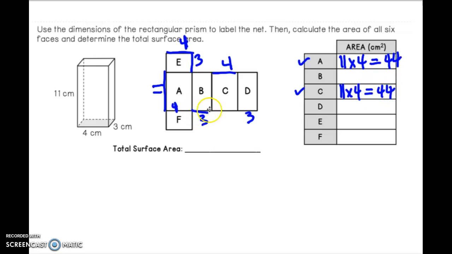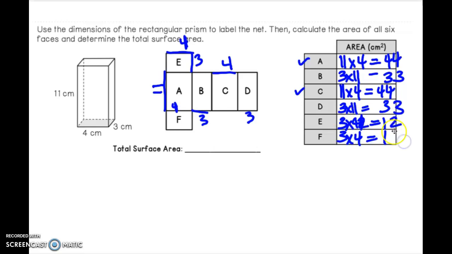And B is a 3 by 11, because the same length here, 3 by 11, 3 by 11. So we have 33 and 33. And E and D is a 3 by 4, and it equals 12. 3 by 4 again, and it equals 12. To get the total surface area, now I add them all up. And when I add them all up, I get 178. And these are in centimeters right here, squared. Okay.